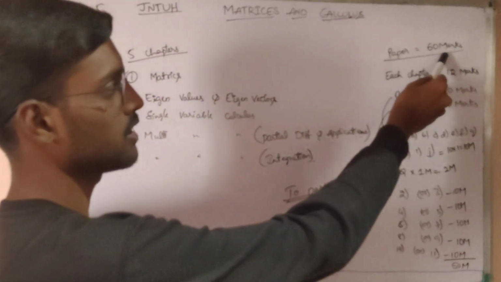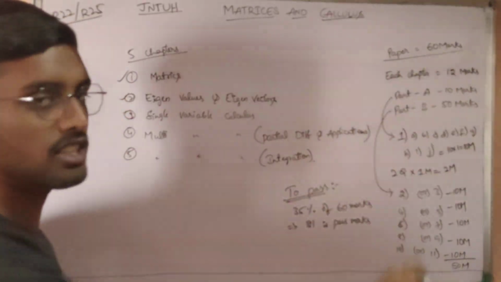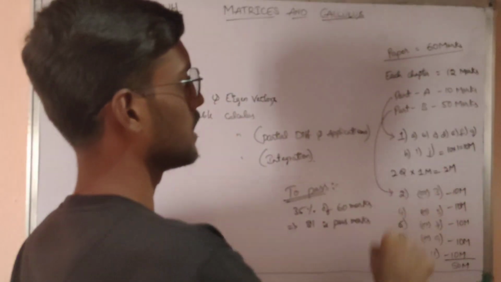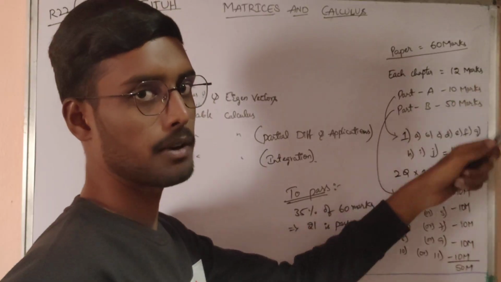consists of 60 marks. So we have to write for 60 marks. The question paper is for 60 marks. Then each chapter gives us a weightage of 12 marks.